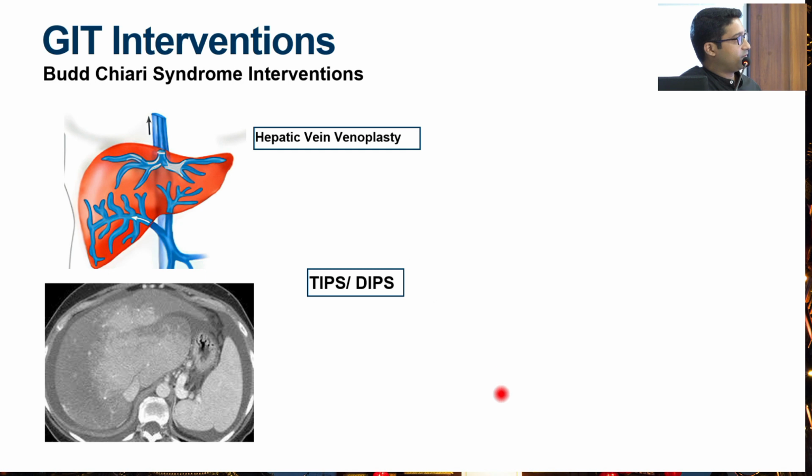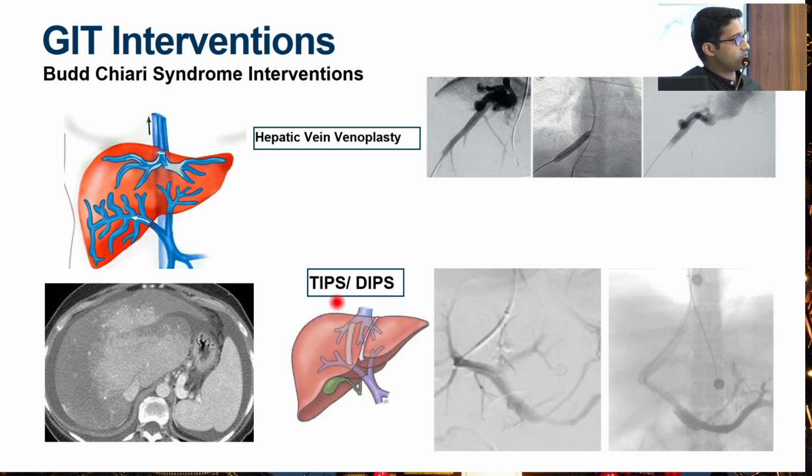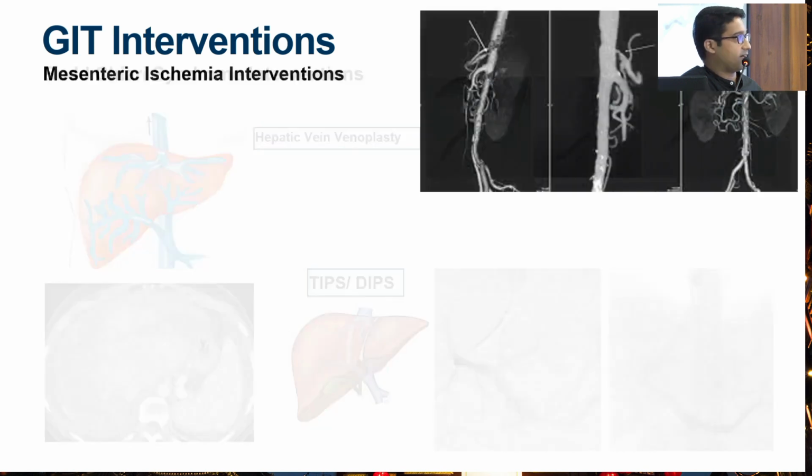Also, Budd-Chiari syndrome, wherein treatment options were limited, basically involves occlusion of the hepatic vein in the IVC segments. So we can open up the hepatic vein with a venoplasty, or in patients who have all the 3 hepatic veins occluded, we can do a procedure which is called TIPS or DIPS, wherein we theoretically create a shunt from the hepatic vein to the portal vein, ensuring antegrade flow through the shunt.